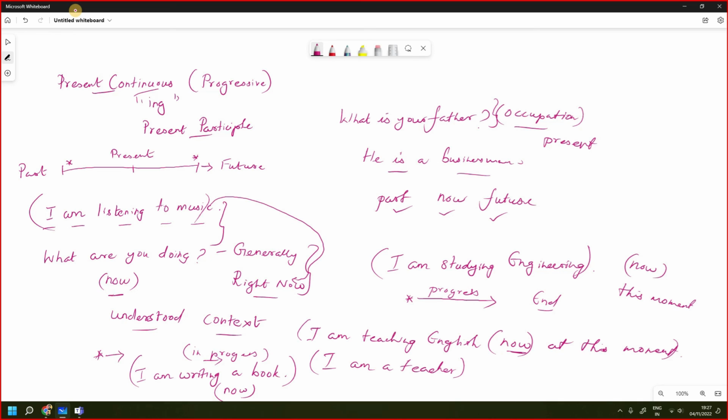The only thing you have to remember is this, dear: continuous tense is used for expressing actions which take place right now, and it can also talk about actions that are in progress. That is why we call it progressive tense. These two things are possible only with continuous tense. Okay, did you understand here? Any doubts so far?